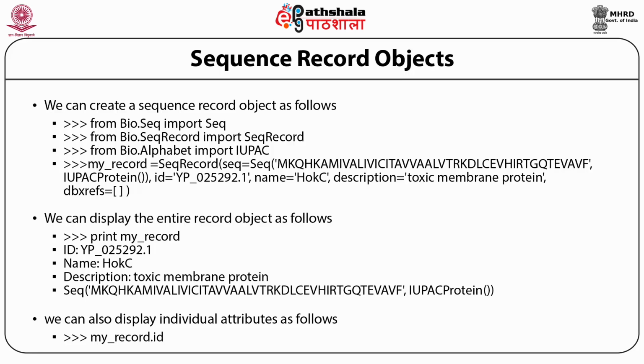So this is the output that you will get if you say print my_record. The ID followed by the name followed by the description, which is followed by the actual sequence object, which contains the sequence as well as the attribute IUPAC alphabet. We can also display individual attributes as follows. We say my_record.id and then several individual attributes could be displayed. So my_record.id displays the ID alone. If you want the name alone, we have to say my_record.name.